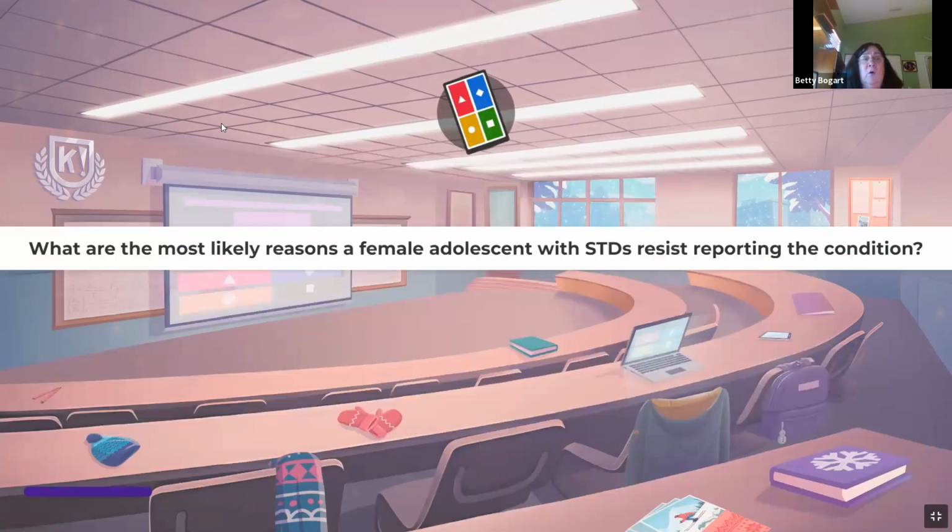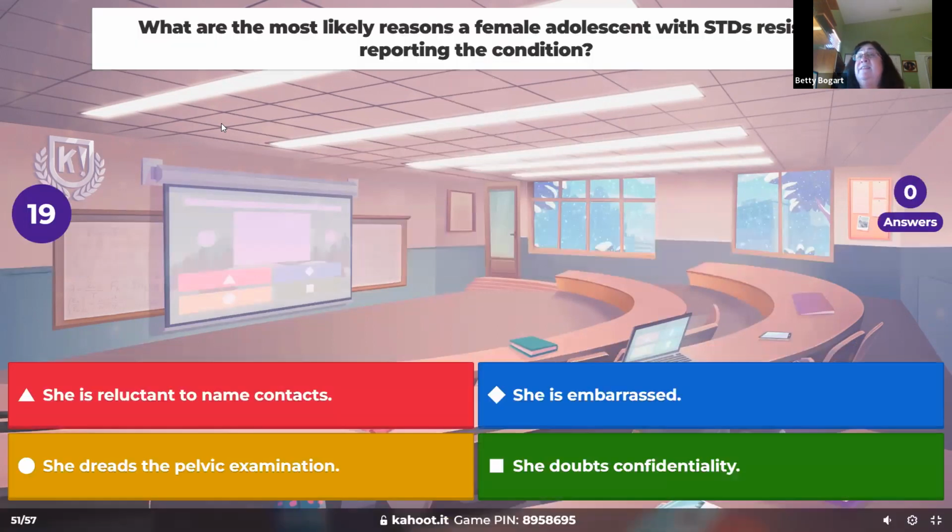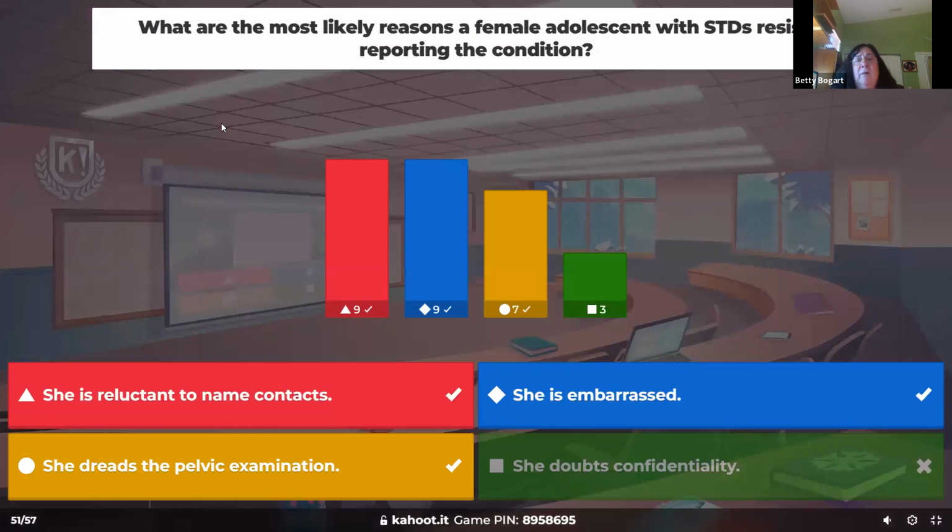A multi. What are the most likely reasons a female adolescent with STDs resist reporting the condition? So maybe they have some sort of sores and whatnot in their private area, and they know they need to get treatment, but they are afraid to report it. And why is that? Well, she doesn't want to tell them who it was. She doesn't want her parents to find out she's having sex, probably, but she doesn't want to get that pelvic examination. She's afraid of it. And she's really, really embarrassed. It's all of those things.